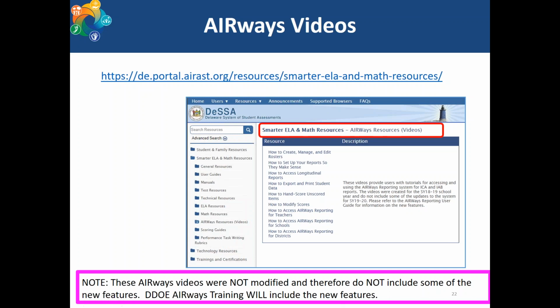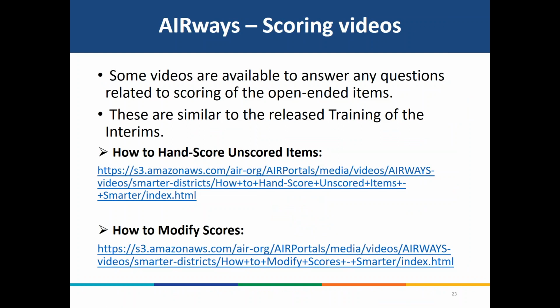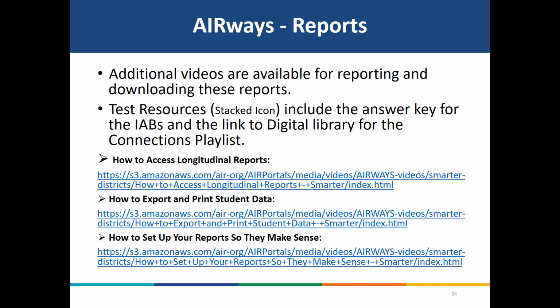Usually they are no more than 4 minutes each. So they're very short, to the point, and they show you where to go and what to do. They're interactive. I will let everybody look at this slide, but these are the locations where they are. There are 2 of them on scoring, exactly how to score and to modify scores, and there are 3 of them on reports. You can look at longitudinal reports, you can export and print, and you can set up reports. Once you explore them, it's very intuitive and very easy to use.